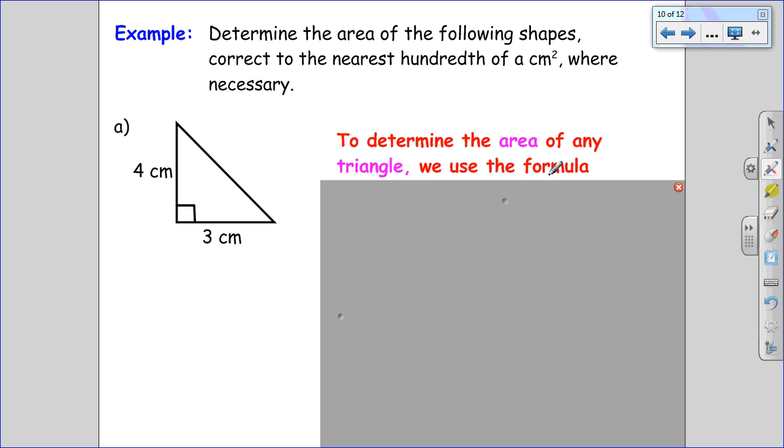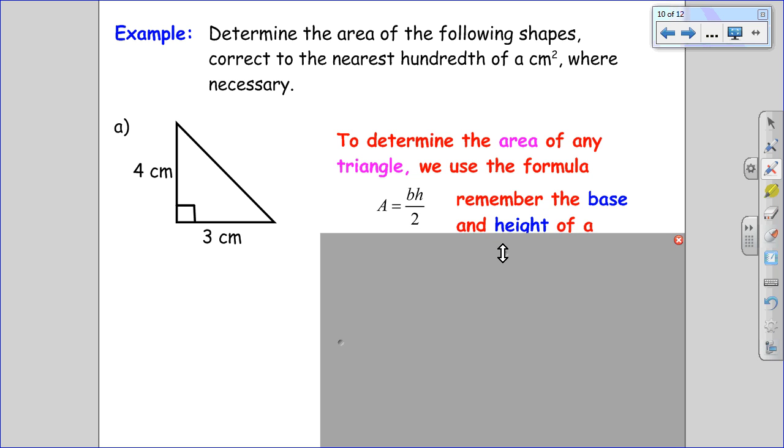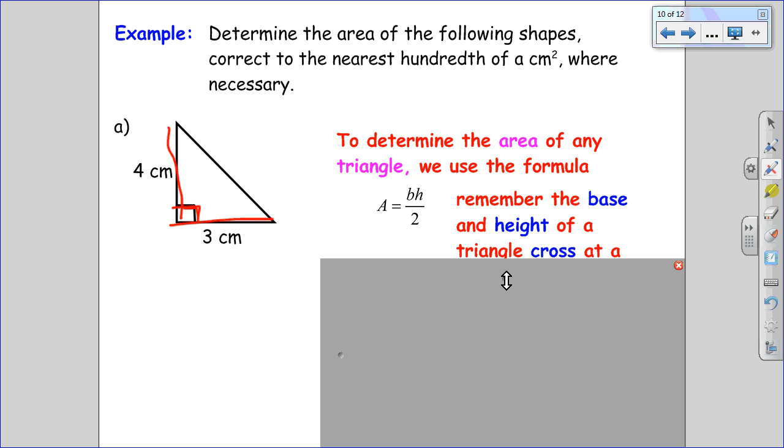Now, how do we find the area? We're going to practice and do a few examples. Now, to find the area of a triangle, we always use the formula a equals base times height over 2. And we always look for this right angle because the two sides that create the right angle are obviously the two sides we're going to use for the base and the height. Because remember, in your rectangle, your length and width crossed at a 90-degree angle.